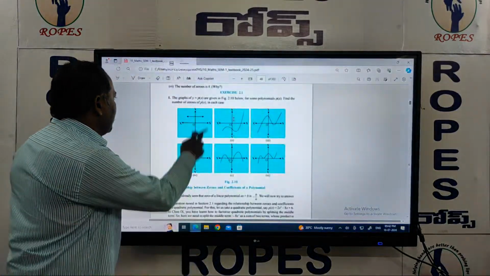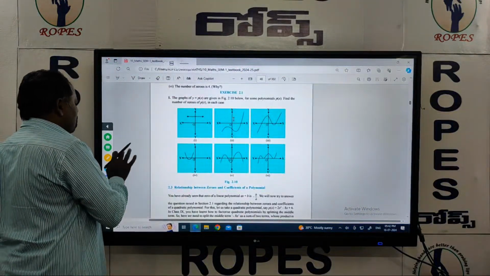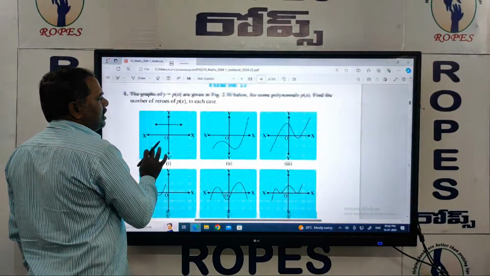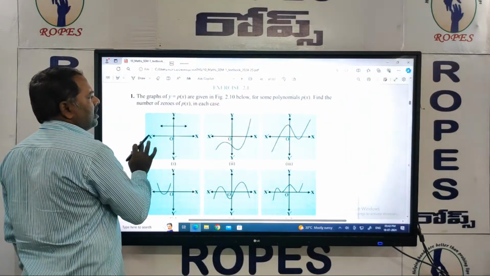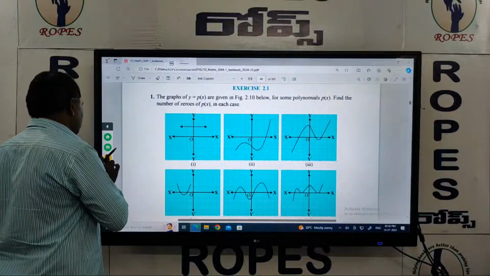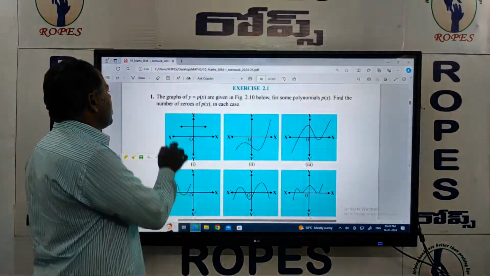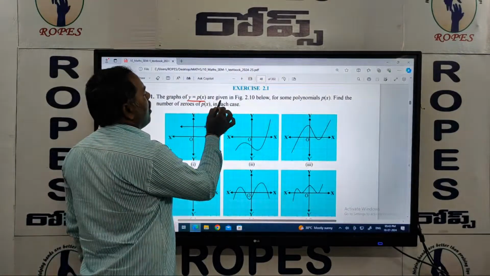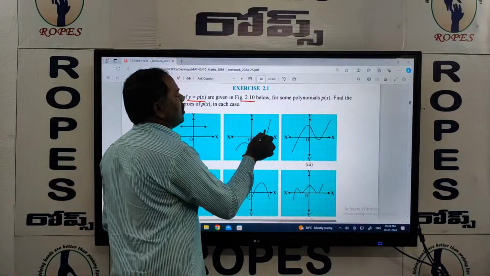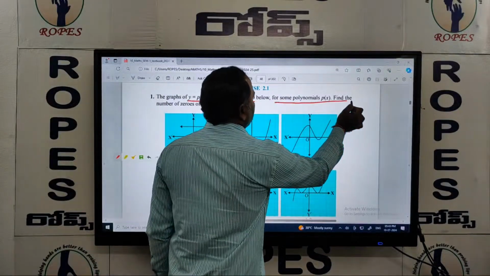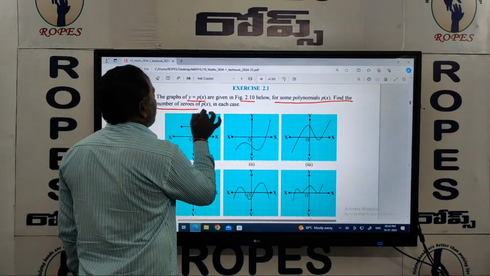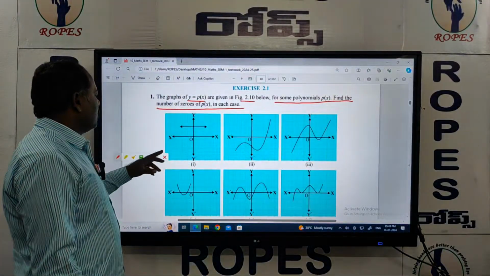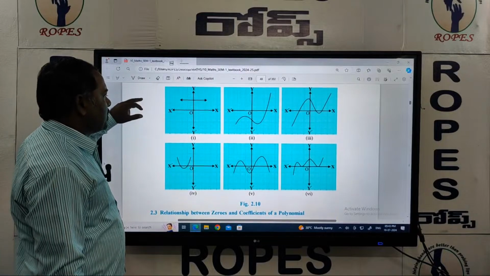Okay, now in our exercise 2.1 they have given some graphs. The graphs of y is equal to p of x are given in figure 2.10 below. For some polynomials p of x, find the number of zeros of p of x in each case. They are asking that. Now we'll see how many zeros for each.